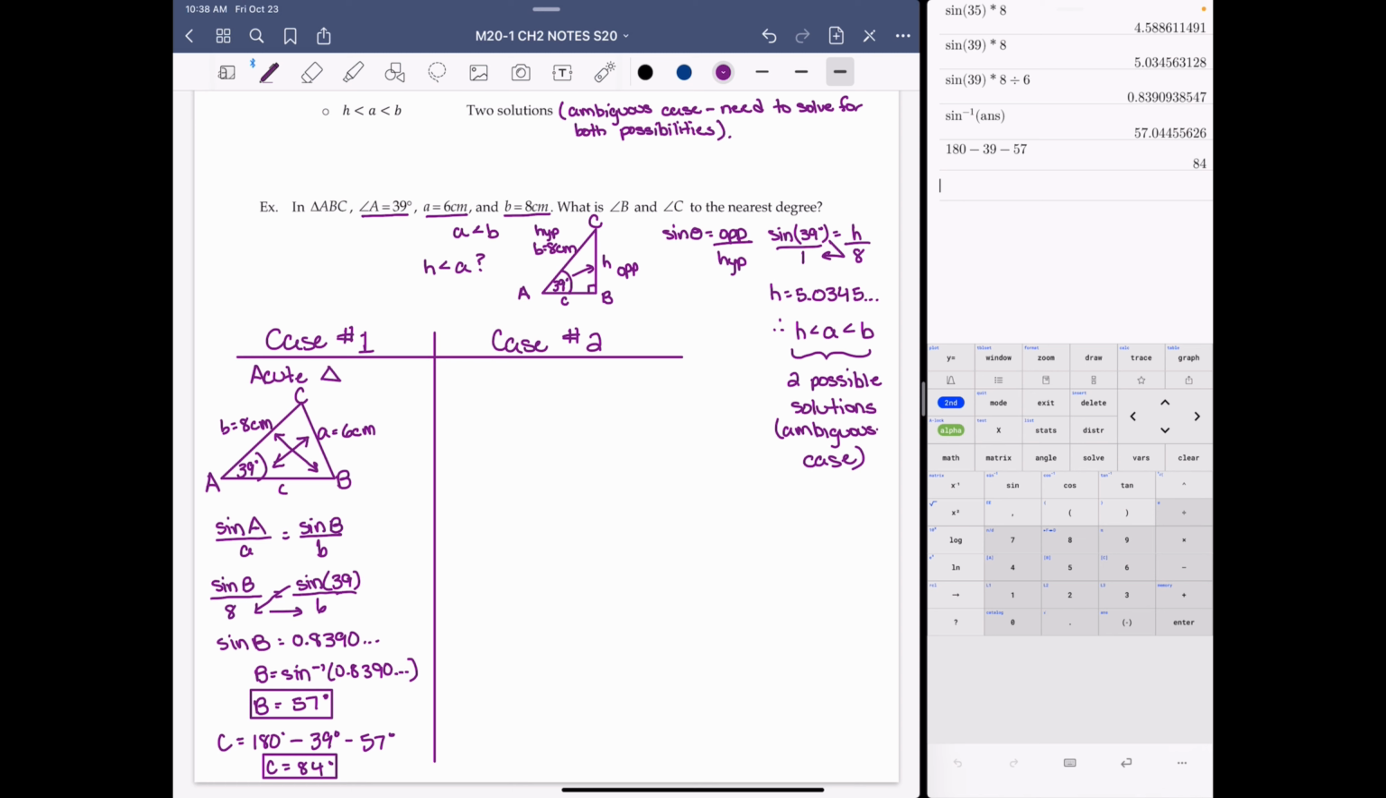So we've solved case 1. Next, we need to do case 2. This is when our side that's opposite from our given angle is swung in to the left and we get an obtuse triangle.